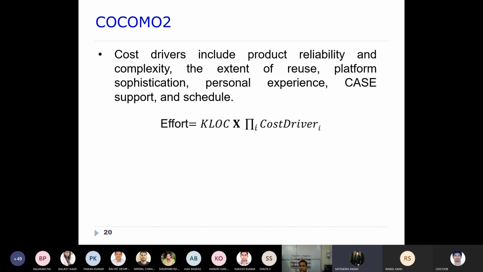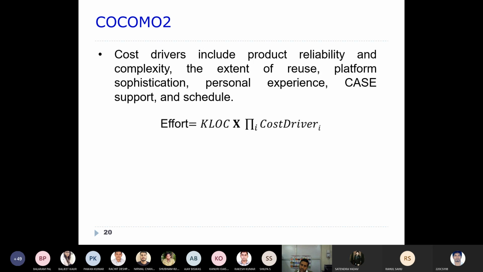It is a 7-point scale, so each and every cost driver will be given a point. Maybe if you want very reliable software, then in that case you will be giving 0.7. If you want a very low level of reliability, then you can give the value of 1, something like this.